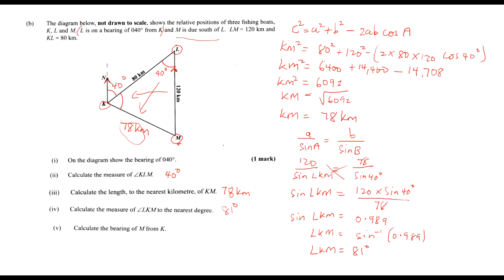And then they said calculate the bearing of M from K. So we're starting at the point K, and this is M on the side. So we want this whole angle here. Right, so we know this is 40 degrees. This one here is 40 degrees. And we just worked out this one. We got 81 degrees. So therefore it will be 40 degrees plus 81 degrees, and this will give me 121 degrees. So therefore the bearing of M from K is 121 degrees. Okay.